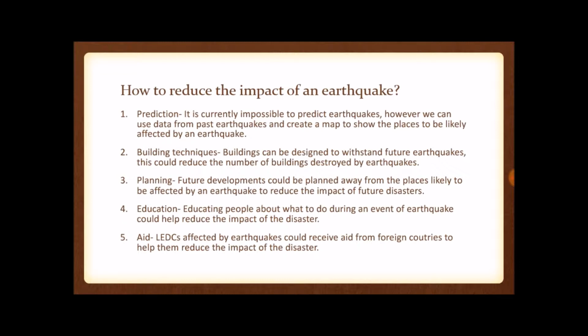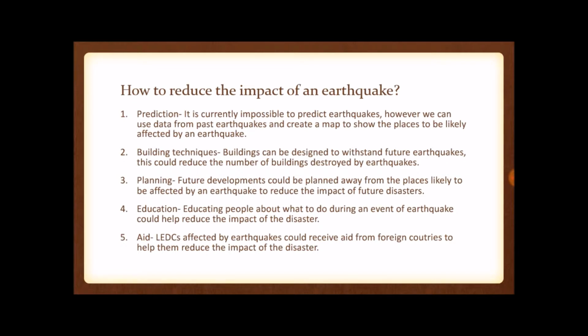Even though it's currently impossible to predict earthquakes, we can plot graphs from past data of earthquakes to see the places where earthquakes are likely to occur, and so we can evacuate people from there and issue warnings as soon as possible. The second way is building techniques.